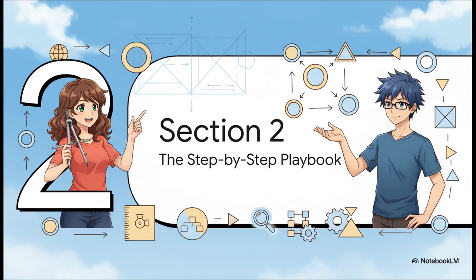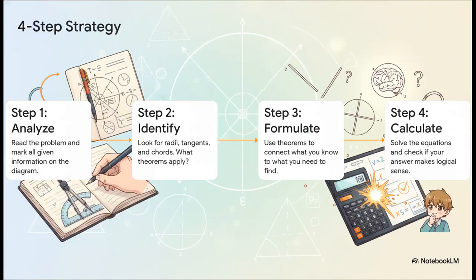Welcome to Section 2, the step-by-step playbook. Think of this as your 4-step game plan for any circle problem. Step 1, analyze and diagram. Don't just look at it, get your pencil out and mark up everything you know right on the picture. Step 2, identify the clues. Are you seeing tangents? Are you seeing radii? This tells you which theorem to grab from your toolkit. Step 3, connect and formulate. This is where you use the theorems to build a bridge, an equation that connects what you know to what you need to find.